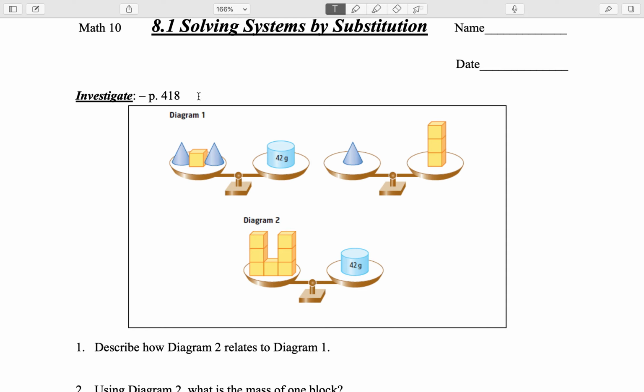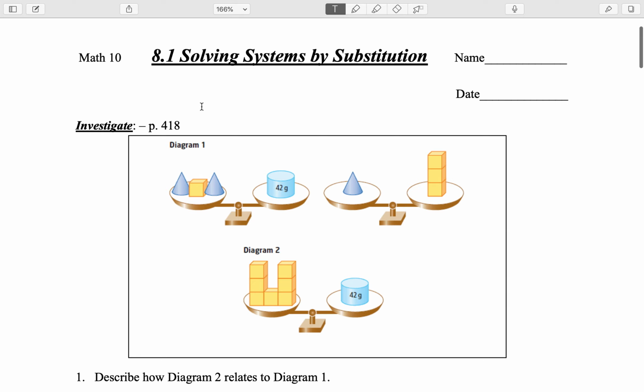All right, the last part we're going to get into here, chapter 8, once again doing systems of equations, but now instead of actually graphing them as a line, we're going to do these algebraically. So this first kind is called substitution. That's where you substitute one into the other.